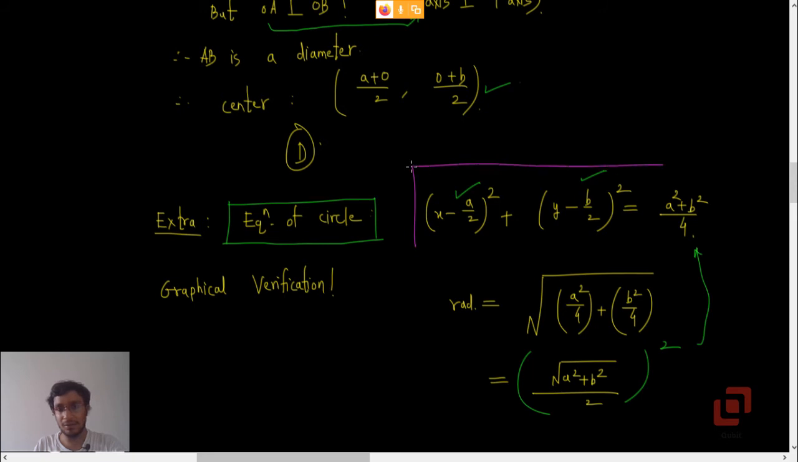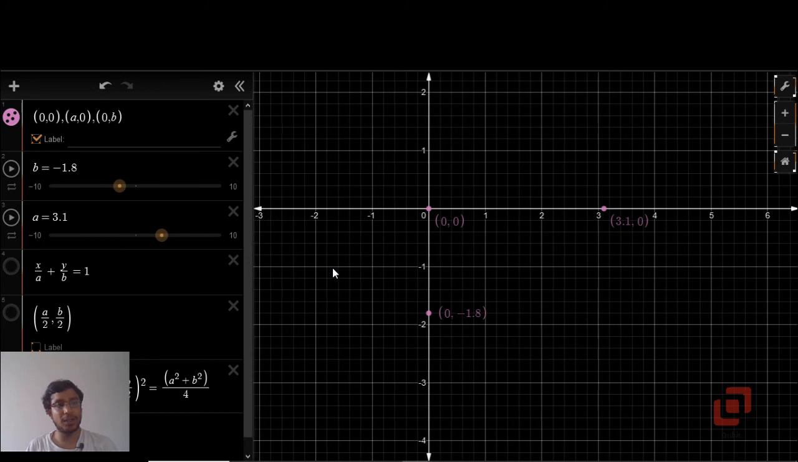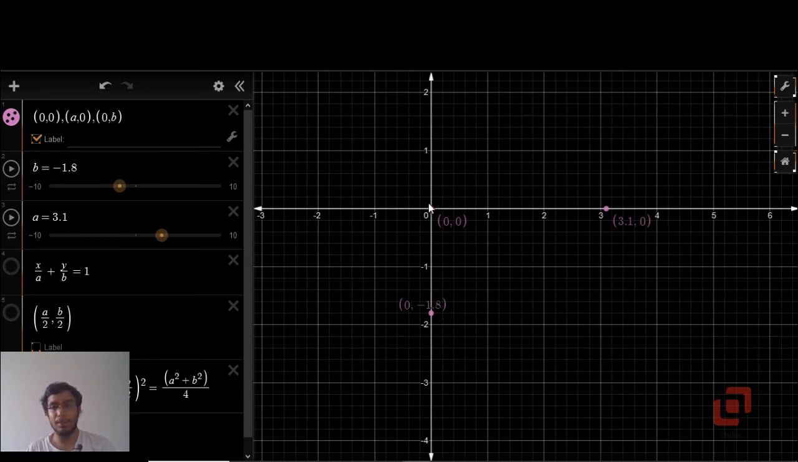but I want to show you how the circle corresponding to this equation depends on the values of a and b. Okay, so let us see that graphically. So first what I have done is I have plotted these 3 pink points. Okay, 0 comma 0, a comma 0 and 0 comma b. Now currently the value of a has been set to 3.1, and that's why you can see that the point a lies on the positive x-axis.